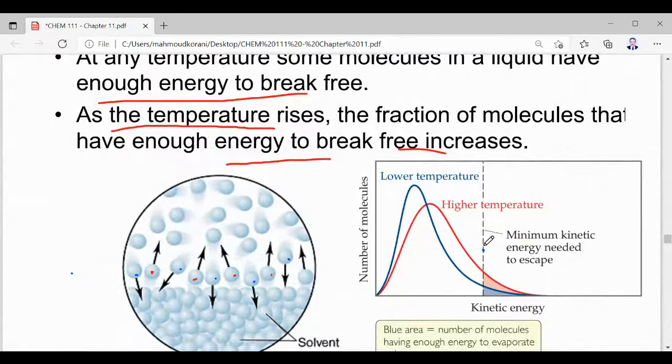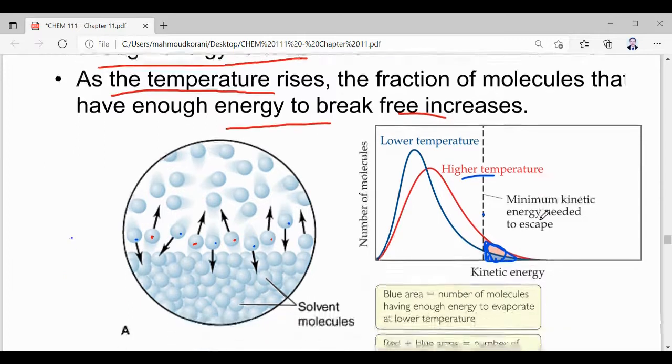Okay, the minimum kinetic energy a particle must have to escape to vapor. If you look at the blue curve, the area under it is the number of molecules that can escape. If you raise the temperature, the red curve, the area under the red in addition to the blue is the number of molecules that can escape, increased by increasing the temperature.